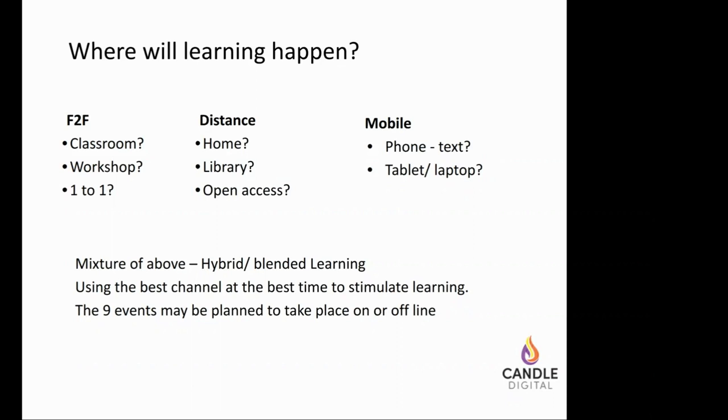And again, as we said right at the beginning, a mixture of all of those is that sweet spot, the hybrid blended learning, where you've got the human element in some form or other, could be on a web conference, not necessarily face to face, and you're using the best channel for that particular piece of learning and to get that learning into practice. So those 9 events are not necessarily all in the same place or all at the same time. It might be a process that you're using to cover the whole of those 9 events.